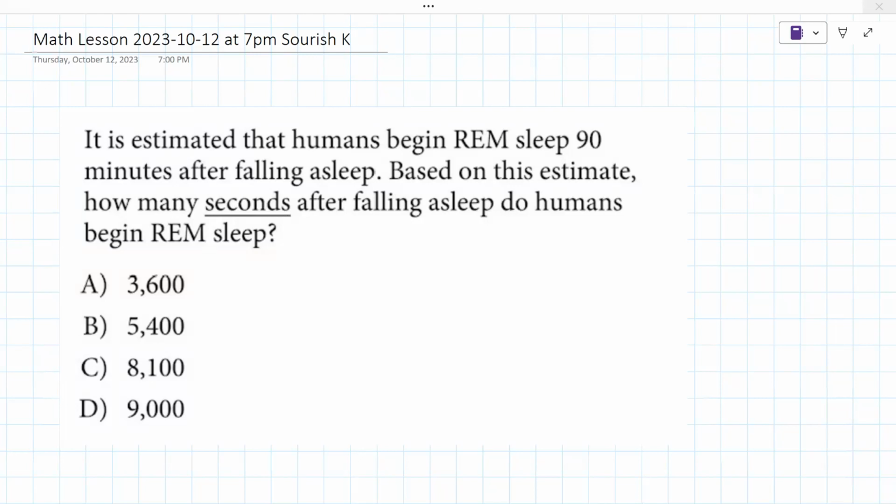What you're supposed to do is be knowing elapsed times. We're converting 90 minutes to seconds. How do you convert minutes to seconds? There are 60 seconds in 1 minute. So how do you go from 90 minutes? You're supposed to multiply. Go ahead and do that.